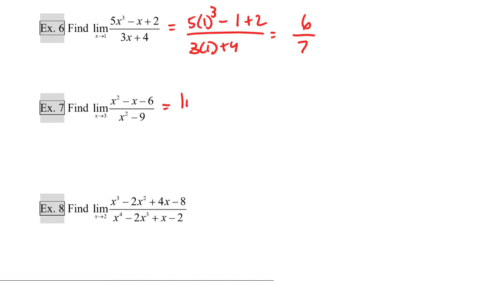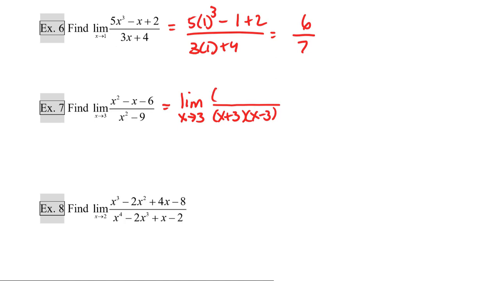So remember that until I can plug in x equals 3 into the equation, this is still a limit, so you have to call it a limit. Now I'm going to factor the denominator first because that one's easy. It's the difference of squares. So that's x plus 3 times x minus 3.